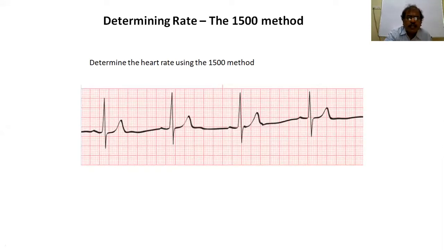Now determine the heart rate using the 1500 method. Now you calculate and tell me. Who is going to tell me? Roll number 49. Can you hear me? Yes, sir. Tell me, what is the heart rate here?